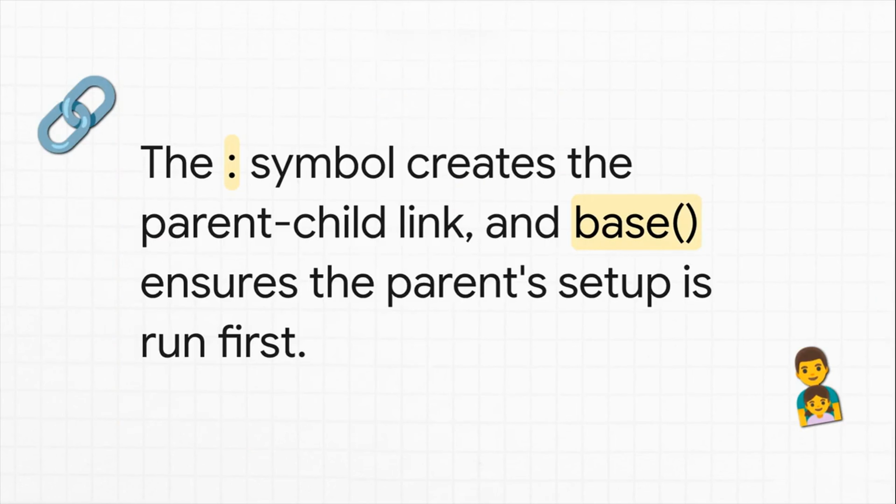And would you believe the code for this is actually super simple? See that little colon right there? That single character is what creates the whole family link between the hotel package and the travel package. Then you have the base keyword. You can think of this as the child respectfully checking in with its parent, making sure all the parent's setup code runs first before it adds its own details.